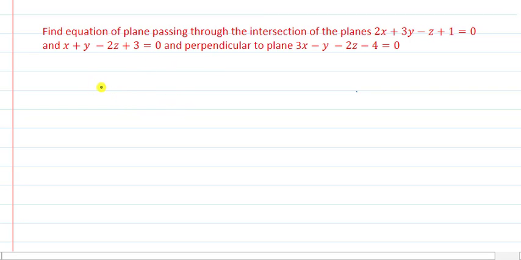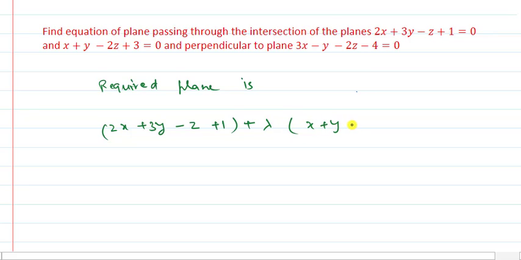So as in the previous case, the required plane is the first plane, that is 2x plus 3y minus z plus 1 plus lambda times (x plus y minus 2z plus 3) is equal to 0. But the given condition is different. Here we need to find out the equation of this plane when a plane perpendicular to this plane is given.